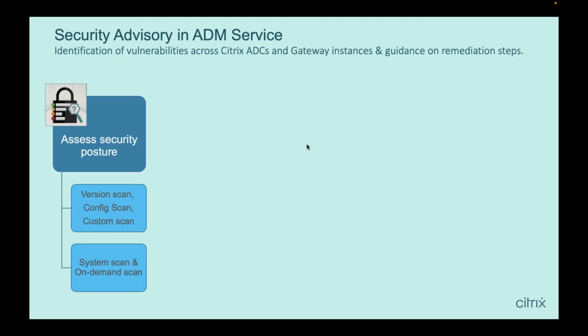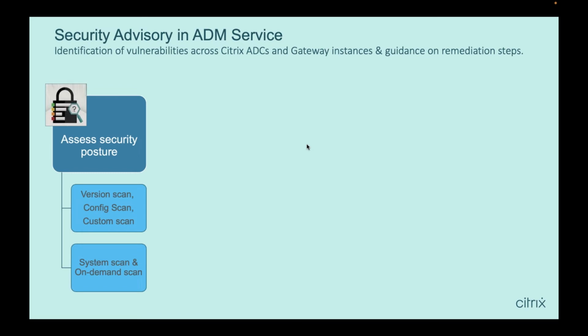So security advisory can help you with that by assessing the security posture of all your ADC and gateway instances. We use 3 types of scan for that. First is version scan, second is config scan, and third is custom scan. So any kind of vulnerability found will be identified with the help of these scans and will be highlighted.